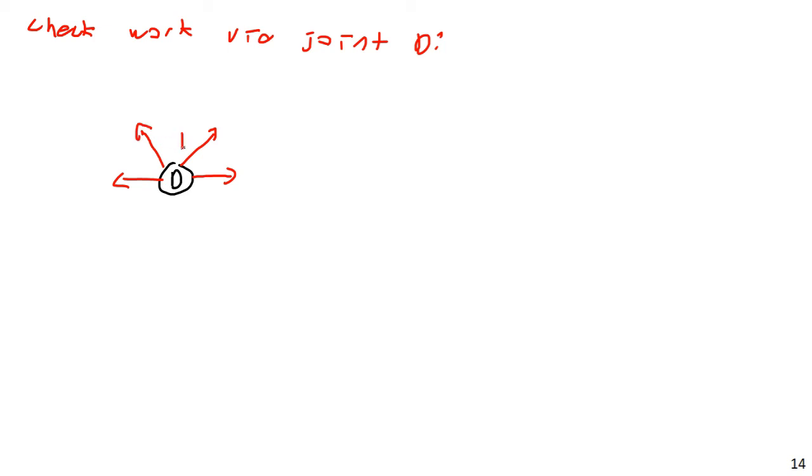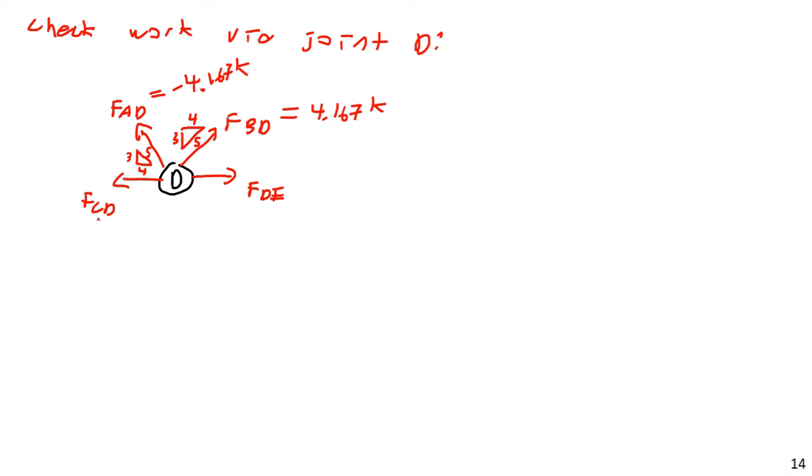And then I'll put in known values. This is 3, 4, 5, on each member. And this is FCD, this is FDE, this is FBD, and this is FAD. And the known values of these: this is 4.167 kips, this is negative 4.167 kips. In other words, this is actually in compression. This FCD is indeed in tension, and it carries a force equal to 10 kips. And FDE is also in tension, carrying a tension force equal to 3.333 kips.